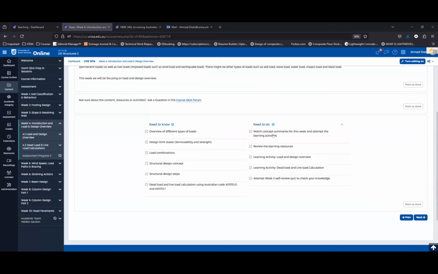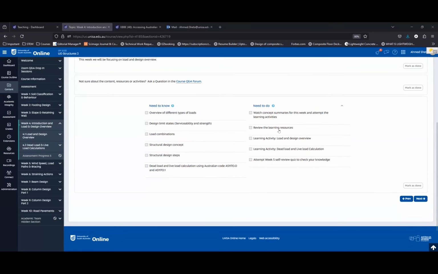What you need to do is watch the concept summaries for the week and attempt all the learning activities. Review some of the learning resources available, and if any link is broken or you can't access it, please let us know to update. We have two learning activities, load and design overview and dead load and live load calculation. Please attempt these two activities. And lastly, we have the self-review quiz to check your knowledge and what you have gained through the week content.